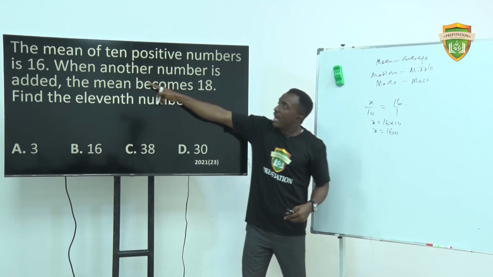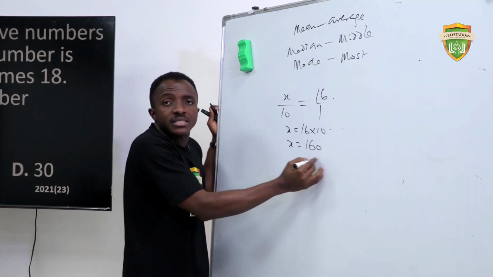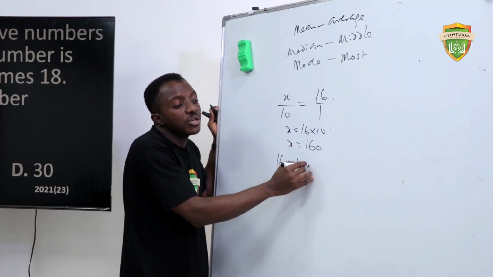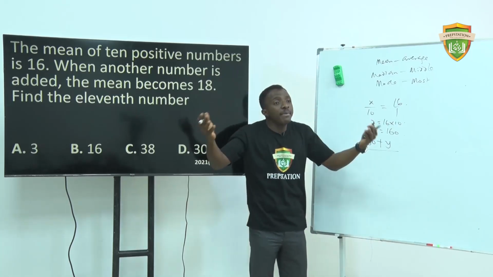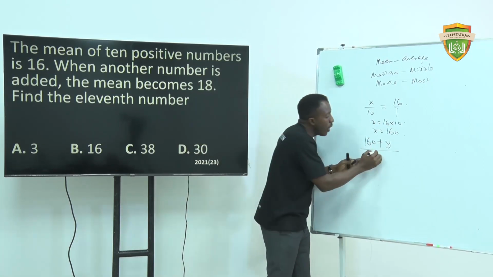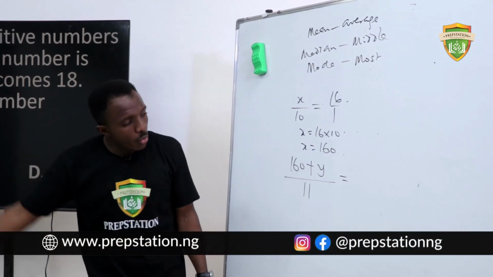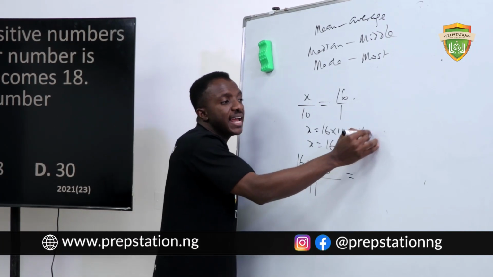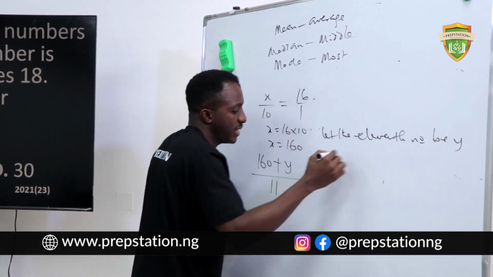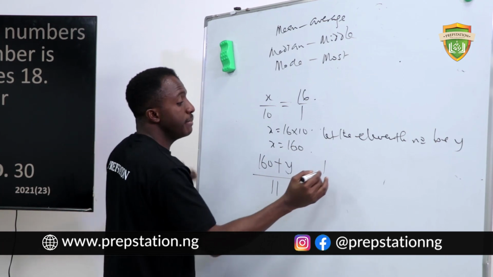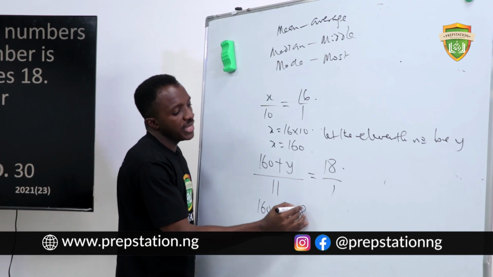That's what it means. Now another number is added, and we don't know what that number is. So if you add another number to this, that's more like saying 160 plus y, over the number of numbers, which is now 11, to find the mean. The numbers have become 11. 160 plus y over 11, they said the mean becomes 18. So we have to find the 11th number. Let the 11th number be y. Remember they said the mean becomes 18. So we can cross multiply. When we do that, we have 160 plus y equals 18 plus 11.